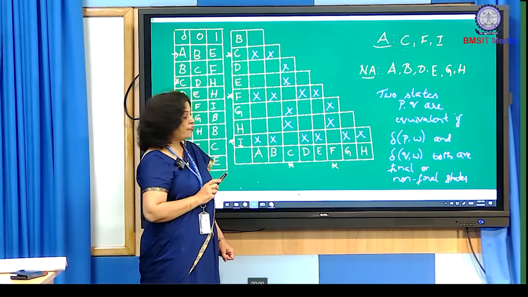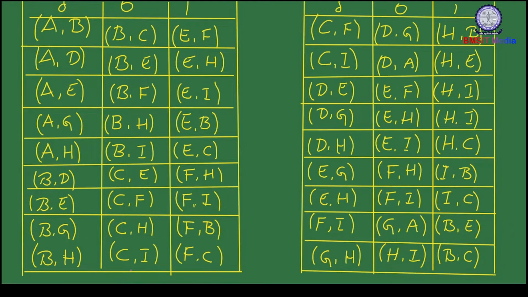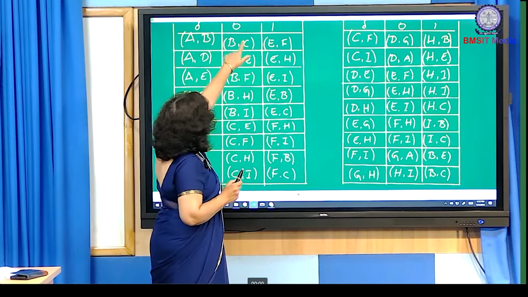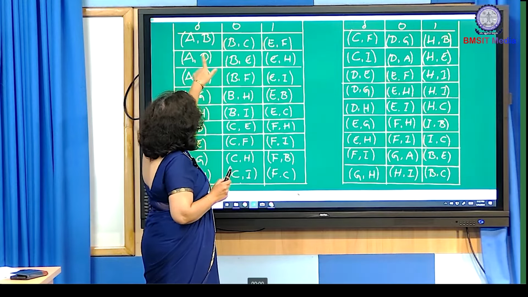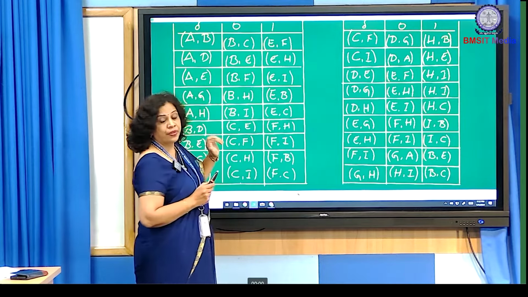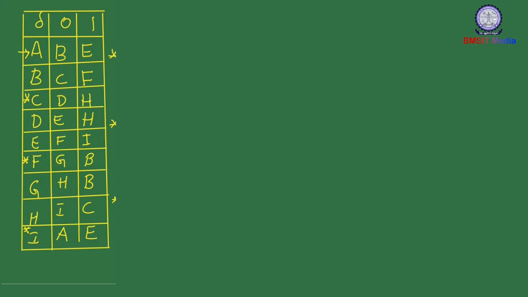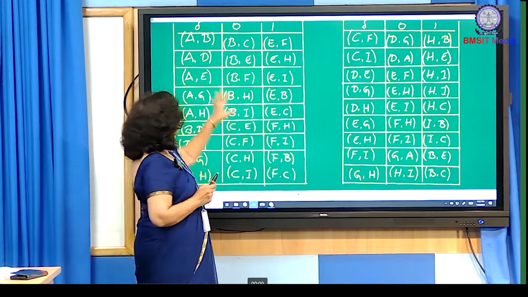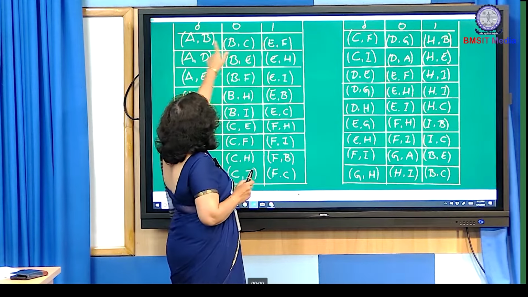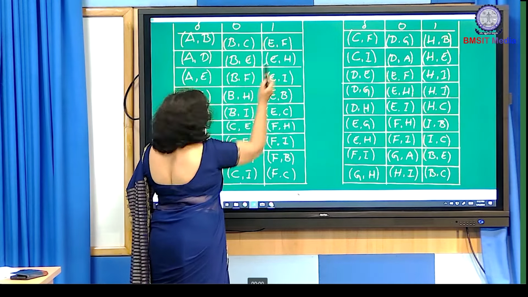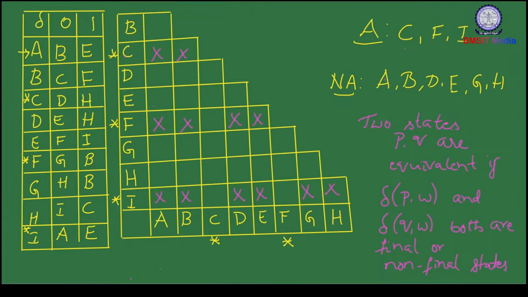For this we will have to make the transition table. We will have to prepare the entries for this. That is A on 0 goes to B, B on 0 goes to C, A on 0 is B, D on 0 is E, A on 0 is B, E on 0 is F. So looking at the previous transition table, we will have to prepare this new transition table for the cells which were not marked in the staircase model. Similarly, A on 1 is E, B on 1 is F, A on 1 is E, D on 1 is H. So you can just go back and see.